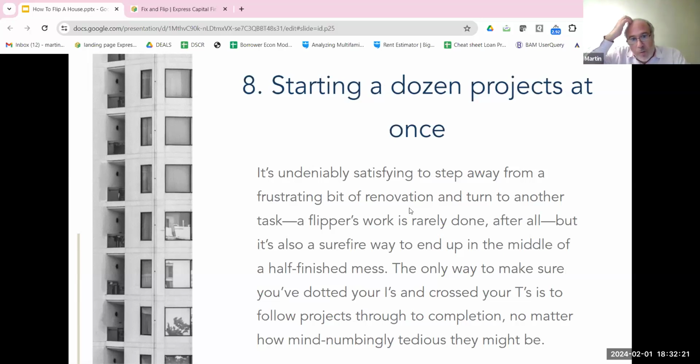Starting a dozen projects at once, just like I was saying, be careful. Better to do one right than to do two incorrectly. And always make sure that you dot your I's and cross your T's to follow the project through to completion, no matter how mind-numbing or tedious it may be.